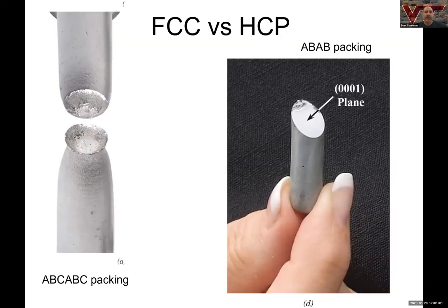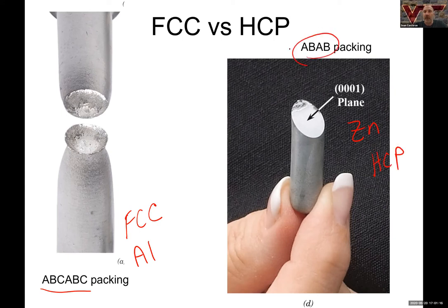So here I've got a material that has the ABC packing. This is face-centered cubic. This is aluminum. And over here I've got zinc, which is HCP following the ABAB packing. Okay. Both of these pulled in tension. You can see that the aluminum behaves in a very ductile way. You can see a lot of change in the diameter across the sample as it failed. You can see a lot of distortion and what looks like a cup and a cone. Okay. A lot of ductile failure.